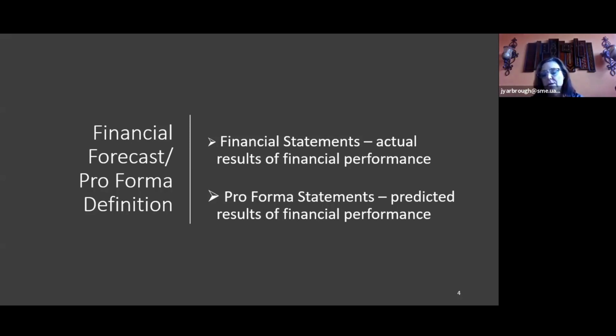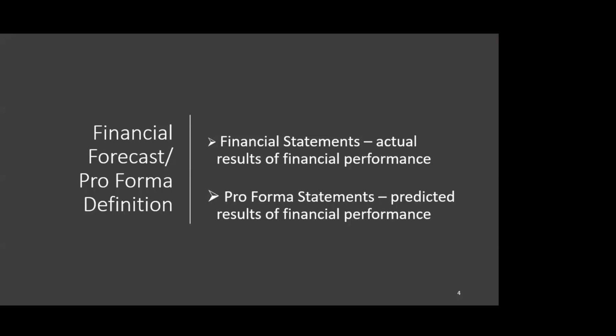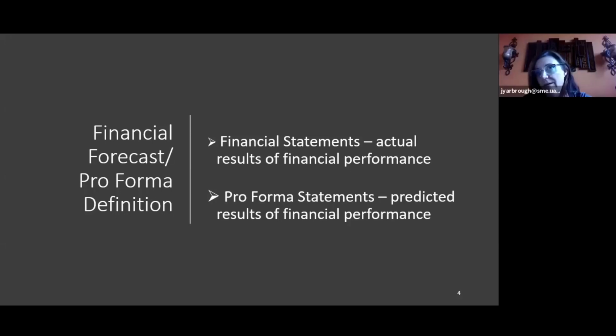So maybe today I'm sitting here with my income statement slash profit and loss, and it tells me that I've generated $1 million in revenue through June 30, and I've generated $800,000 of expenses through June 30, and I've generated $200,000 through June 30 in terms of net income. So what do I want to know about my future?